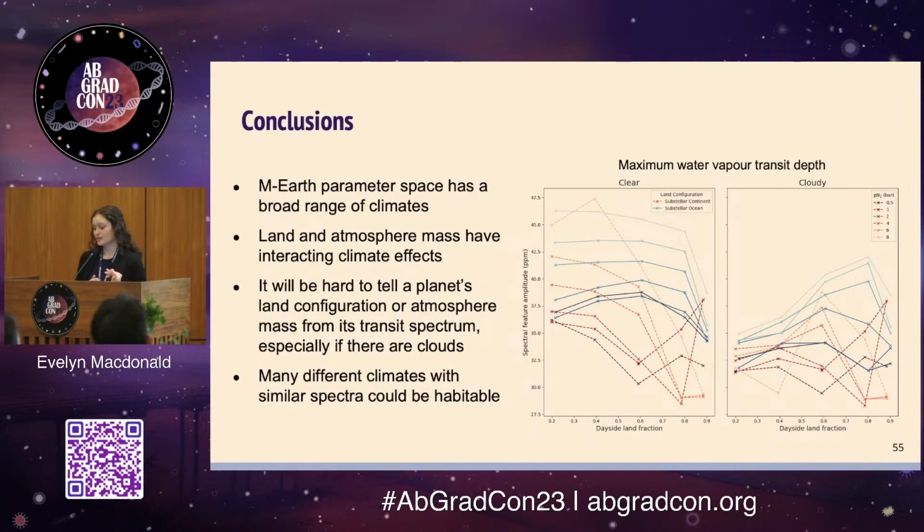Just to end on a happy note, there's a huge range of climates here. We can't necessarily tell them apart, but a lot of them could be habitable, and we might be able to detect water in some of them. So I'm still cautiously optimistic, I guess, but I think it's more important to account for the fact that there are these unknowns instead of just trying to make assumptions about what's going on at the surface of the planet based on its transit spectrum. I'll stop here, and I'm happy to take any questions.